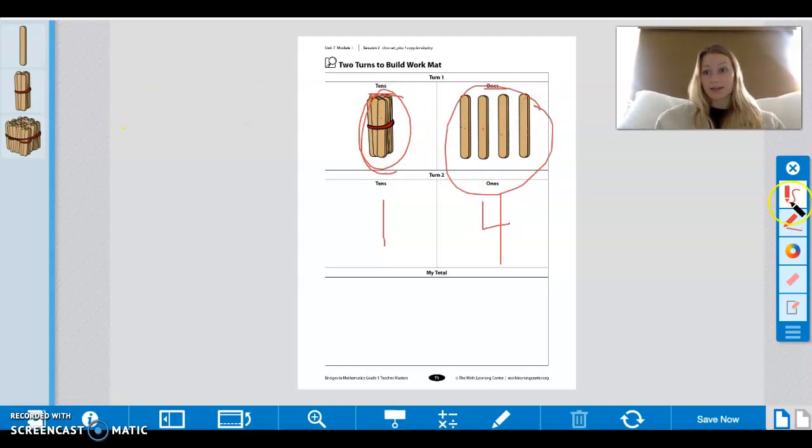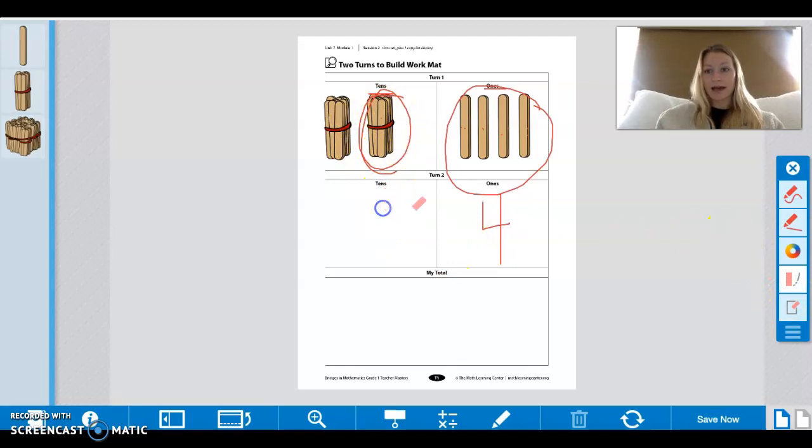But now watch this. If I add another set of 10, I cannot add it here. I have to add it here in the tens column. Now I have how many sets of 10 or how many groups of 10?